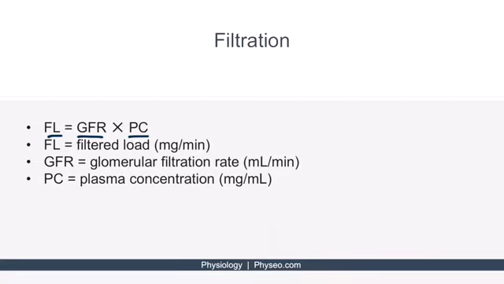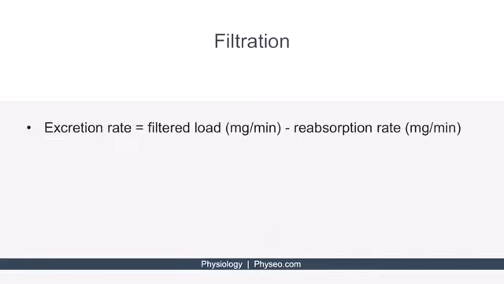This makes sense. If the plasma concentration of a substance increases, then more of it will be present in the glomerular capillaries, so more of it will be filtered. Likewise, if the afferent or efferent arterioles are dilated, or the efferent arteriole is selectively constricted, then more blood reaches the glomerular capillaries and increases GFR, which increases filtered load. Excretion rate is filtered load minus reabsorption rate. Let me draw this out to make it clear.